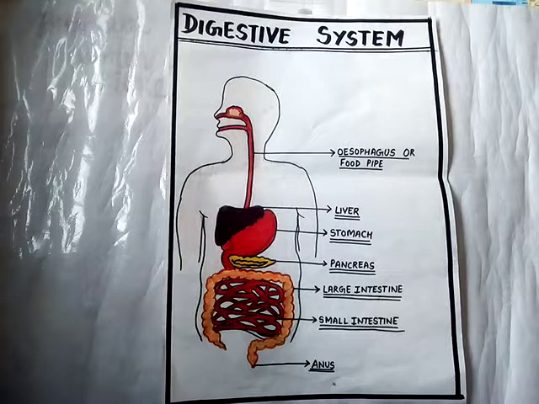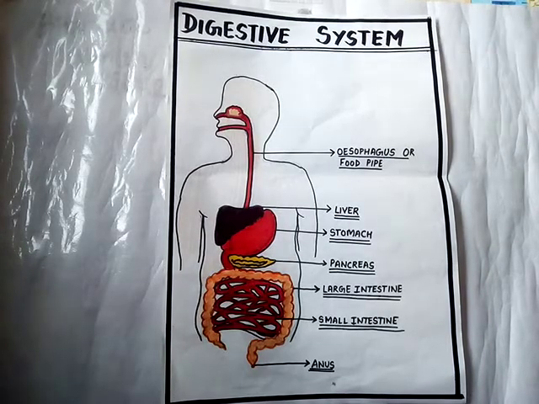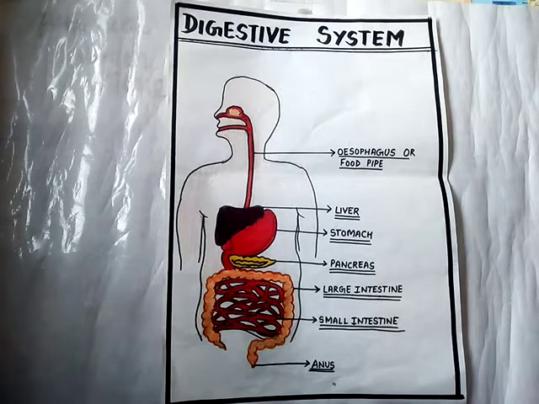Today we will study about the digestive system. First of all, we should know what digestion is. As you all know, we need food to remain alive and healthy. Food gives us energy. But this food is made up of several important nutrients which are present in complex form.